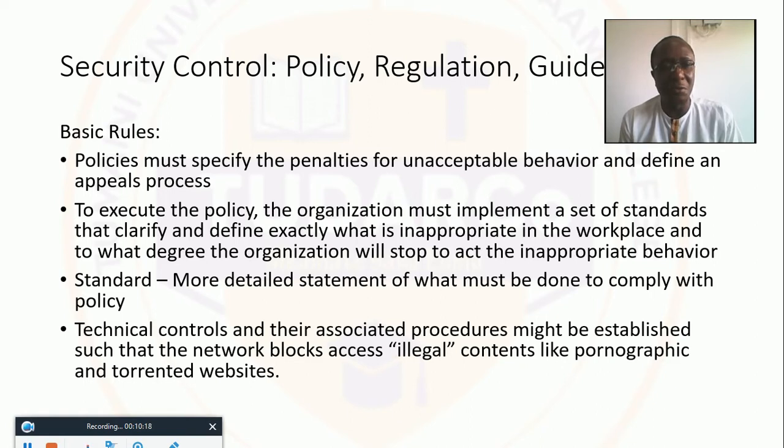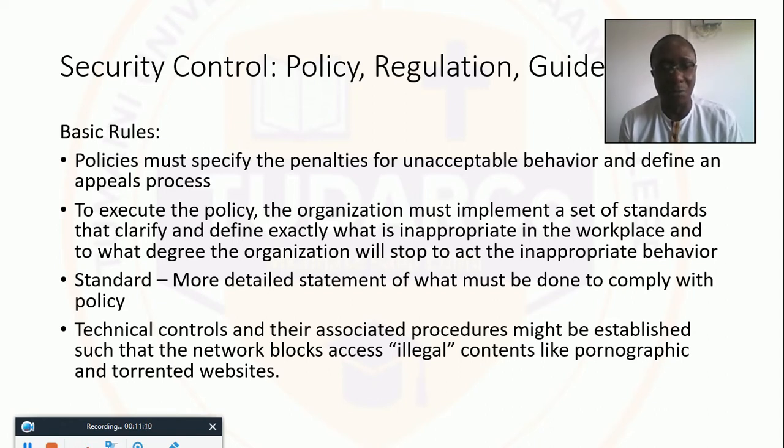The policy should follow standards. You cannot just write a policy out of nowhere. There should be a standard with which it complies. And as I said, there are many standards and guidelines which govern the writing or creation of an ICT security policy. The technical controls and the associated procedures might be established such that the network blocks access. Here, technical staff can translate the ICT security policy into something technically realizable.